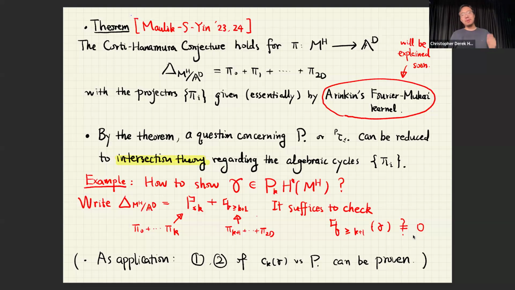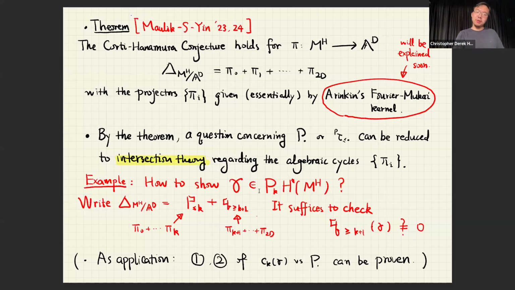So, the Kodaira-Hanamura conjecture holds for the Hitchin map, and moreover, these projectors admit concrete formulas. These projectors are essentially given by the Fourier-Mukai duality in the sense of Arinkin, which I will introduce in a minute. So by this theorem, if you have a question concerning the decomposition theorem or the perverse filtration, you can trade this for intersection theory. I will just do an example.